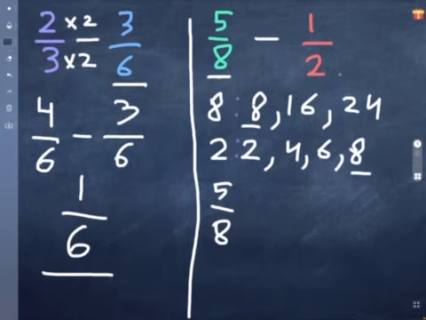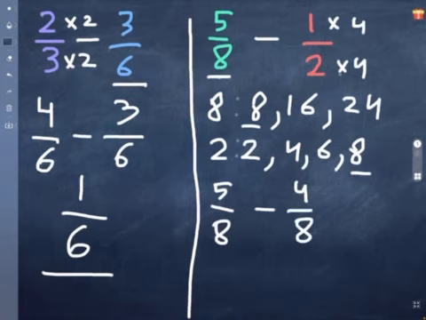For the second fraction we need to change it because we don't have the denominator 8. So you multiply 2 by 4 because it gives us 8, and 1 multiplied by 4. 5 over 8 minus 1 multiplied by 4 is 4, and 2 multiplied by 4 is 8. 5 minus 4 is 1, and we keep the denominator the same, it is 8. So the answer is 1 over 8.